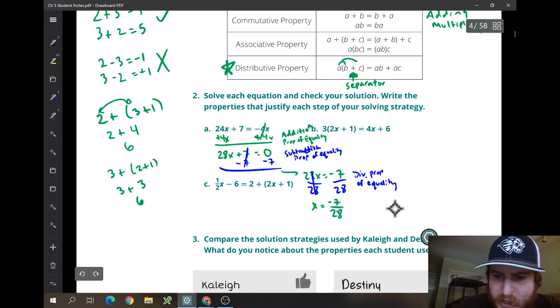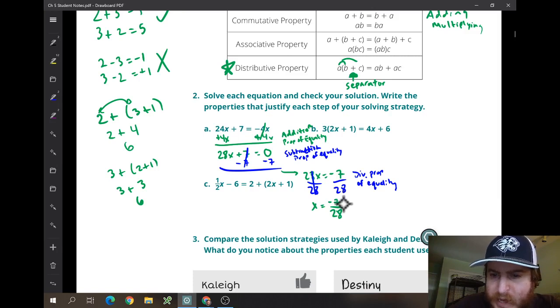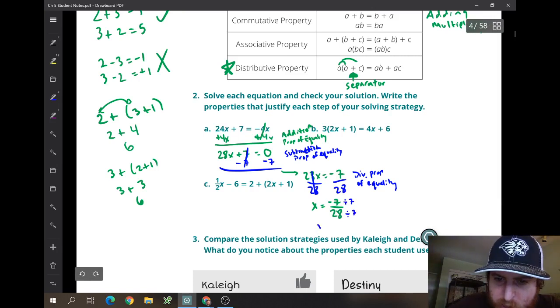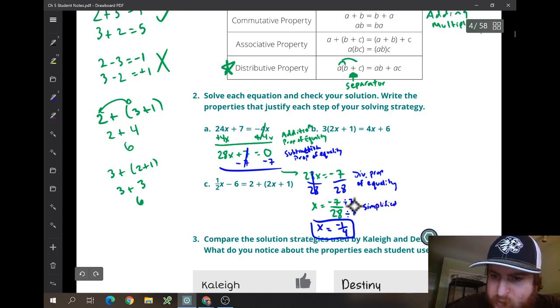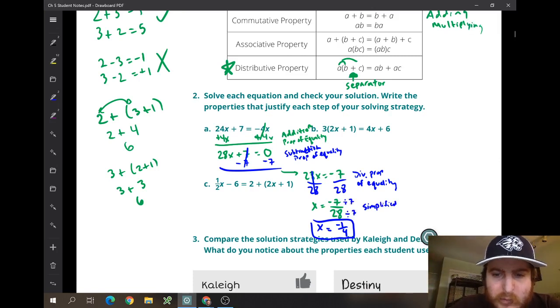All right, and now x equals negative 7 over 28. We can still simplify this. Both of these are divisible by 7, because 7 times 4 is 28, so I can divide by 7 and divide by 7. And we get x is equal to negative 1 over 4. If you wanted to write a step there, really all we did was simplify. Technically this is also the division property of equality because we divided the top and the bottom, but I'm just going to write that we simplified there. Nice and easy.